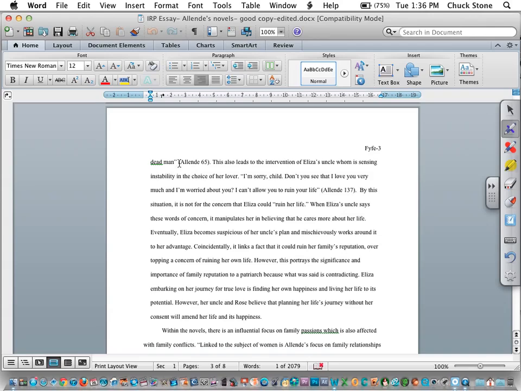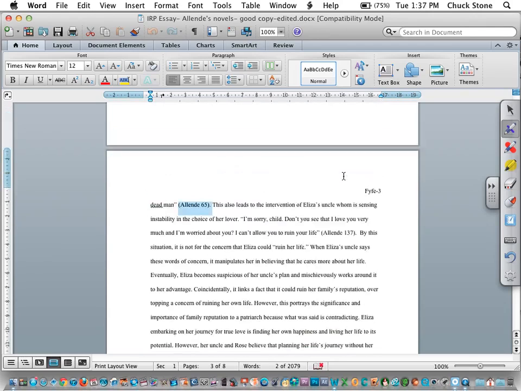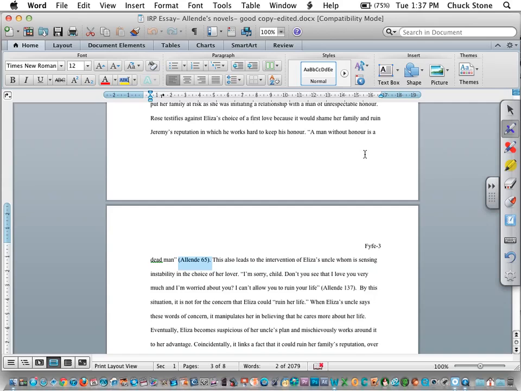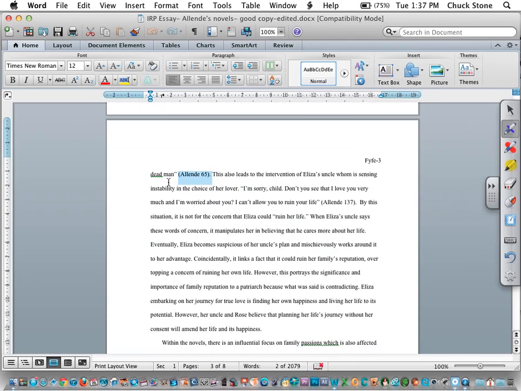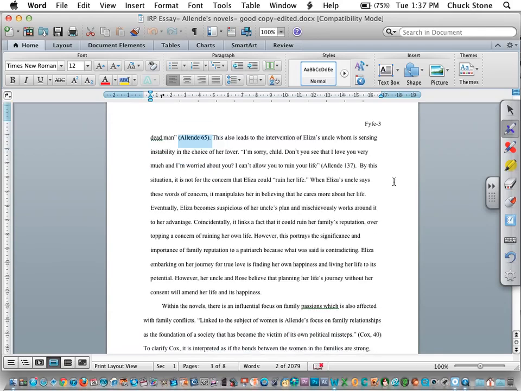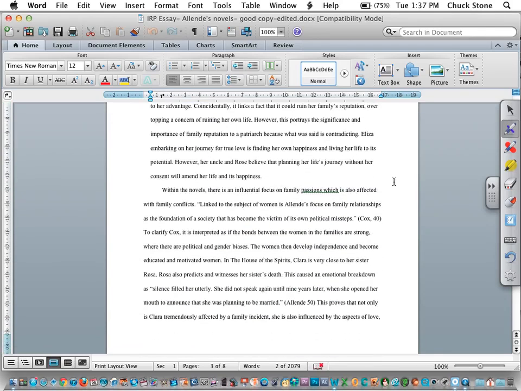This is something good here. This is an effective in-text citation. So start out with, let's go up here, "A man without honor is a dead man." They have the quotation from the book within quotation marks, and then in parentheses you have the author's last name and the page number. Close parenthesis, period. That's the way to do it.